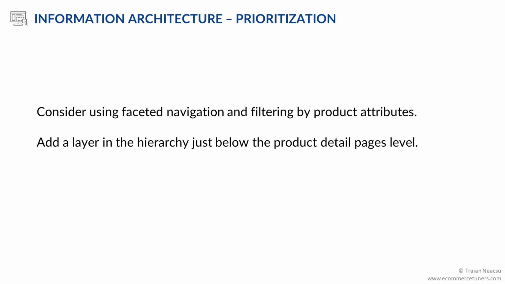If the hierarchy has more than 4 or 5 levels, consider using faceted navigation to allow filtering by product attributes. To improve the authority and the relevance of product detail pages, add a content layer in the hierarchy just below the product detail page level and link to relevant items from there.